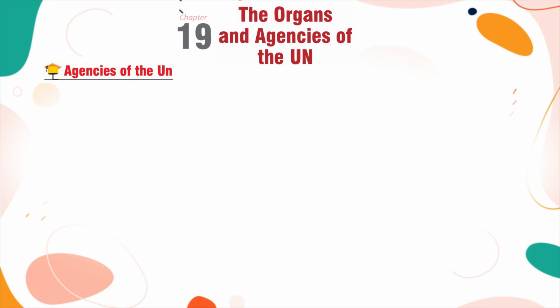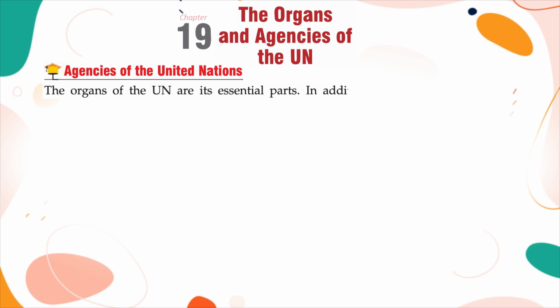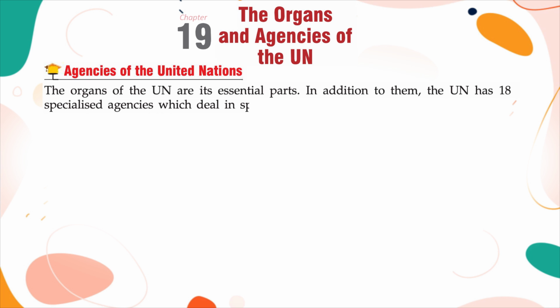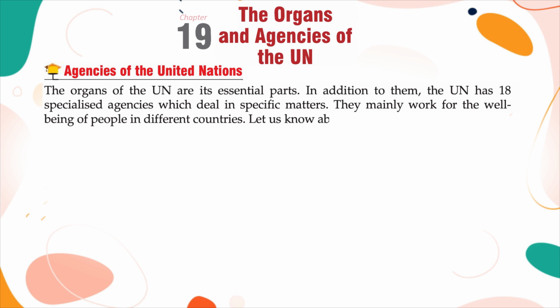Agencies of the United Nations. The organs of the UN are its essential parts. In addition to them, the UN has 18 specialized agencies which deal in specific matters. They mainly work for the well-being of people in different countries. Let us know about a few of them.